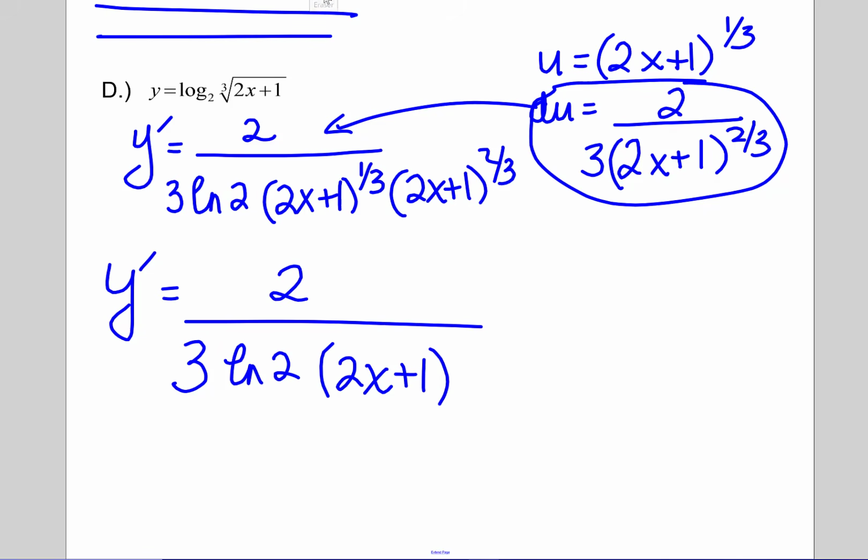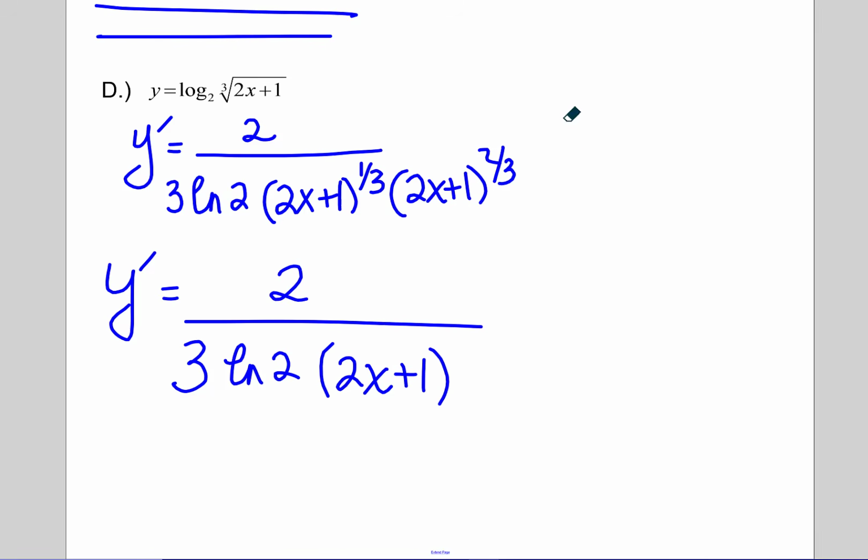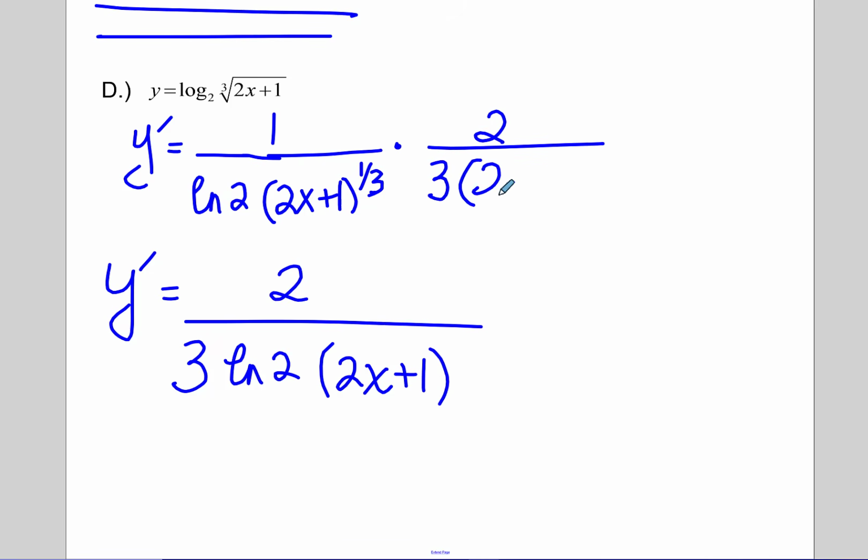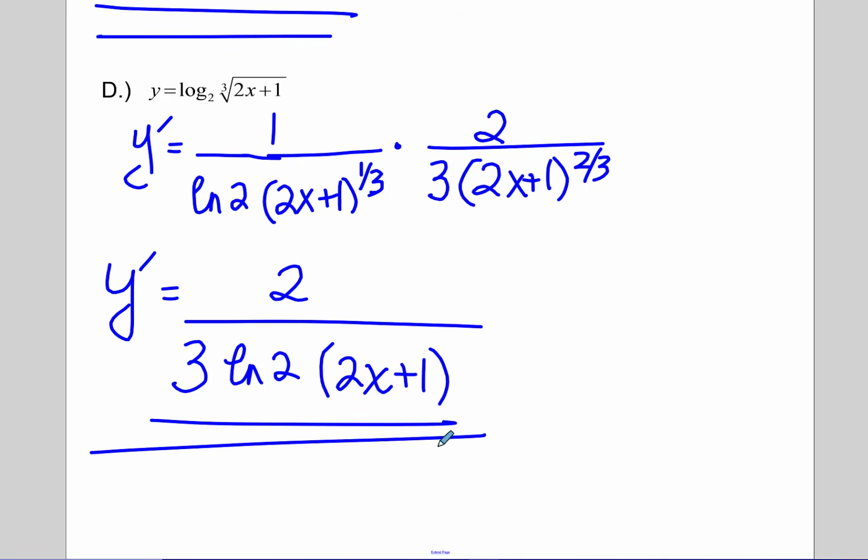Okay? So if I lost you back here, let me go clean this up a bit. So we had originally 1 over natural log of 2 times 2x plus 1 to the 3rd times the derivative, which was 2 over 3 times 2x plus 1 to the 2/3, using the power rule and the chain rule. Ended up with this monstrosity. Couple more.